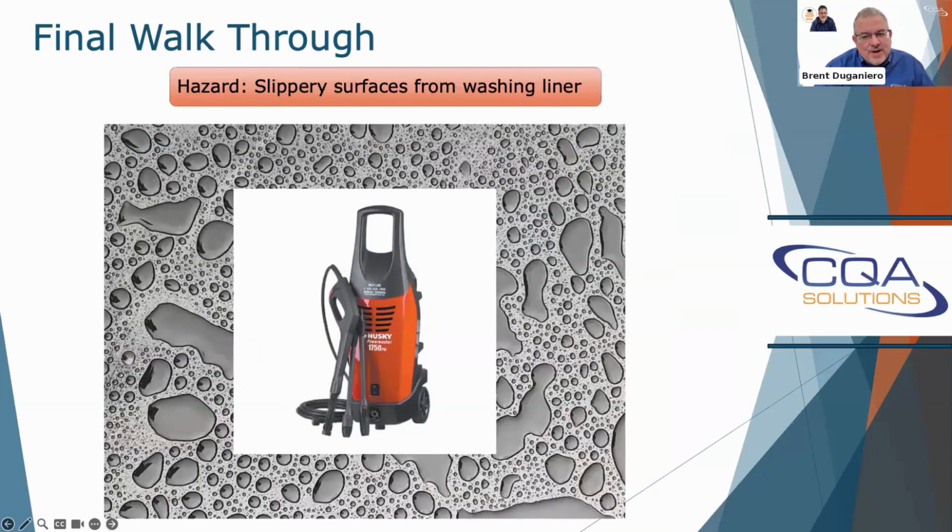And again, now we got wet liner again. Maybe it's dirty, muddy, we got to clean it up some. So now we got a wet geomembrane, again, causing more slick and slippy surfaces.